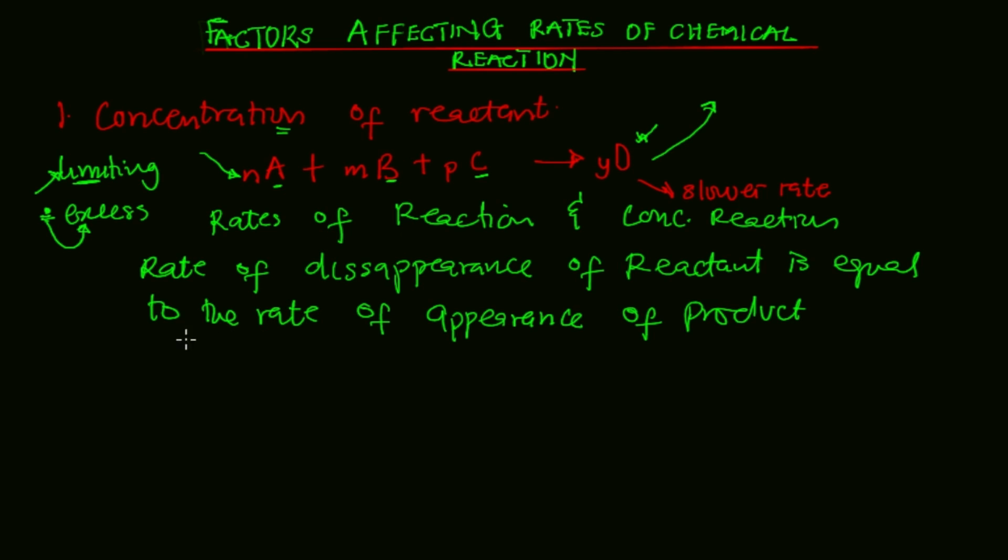So that's why the concentration of the reactant has a great effect when it comes to chemical reactions. And we have some factors like the rate expression, or you simply say the rate law. What the rate law indicates is the relationship between the rate of reaction and the concentration of the reactants.